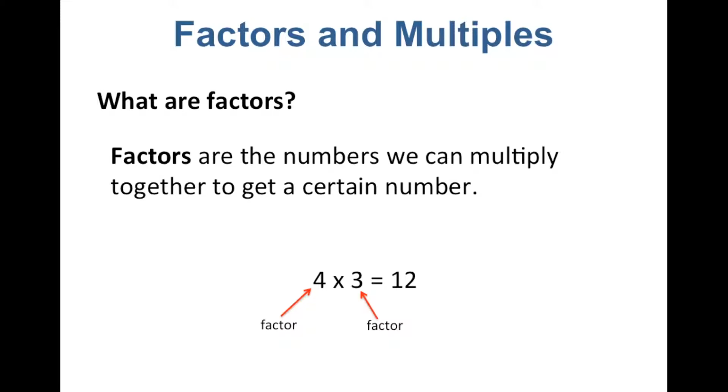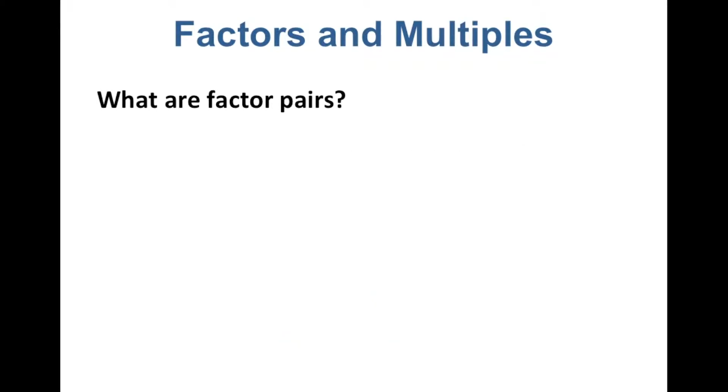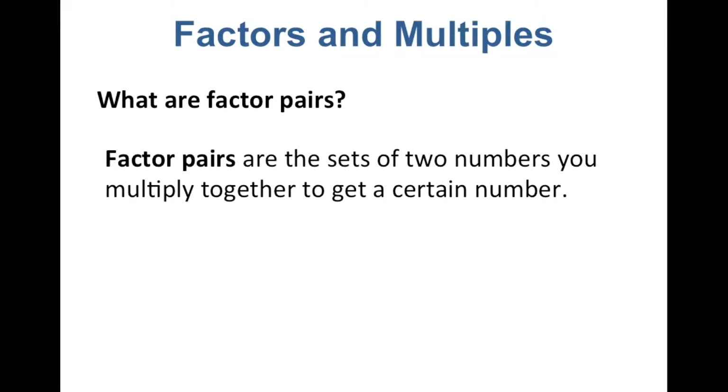Another way to think about factors is that they are the numbers that can go into a certain number evenly without a remainder. Another term you'll hear is factor pairs. What are factor pairs? Just like a pair of socks, factor pairs are just two factors that go together. They are the sets of two numbers you multiply together to get a certain number. So in our previous example of 4 times 3 equals 12, 4 and 3 together are one factor pair.